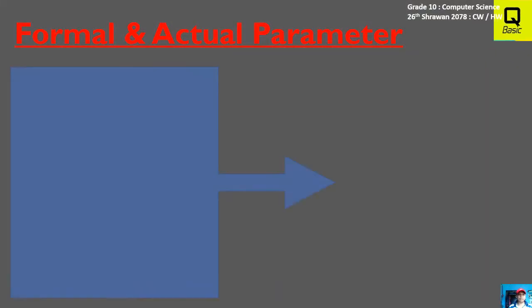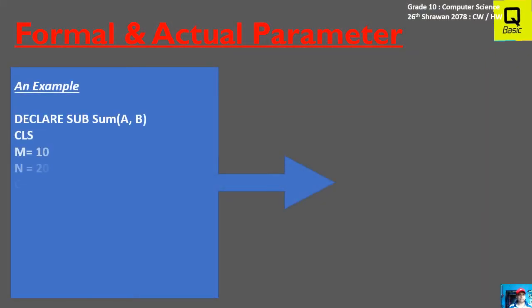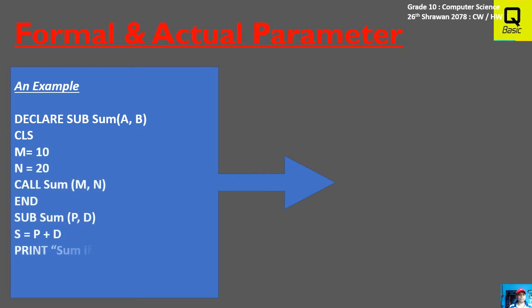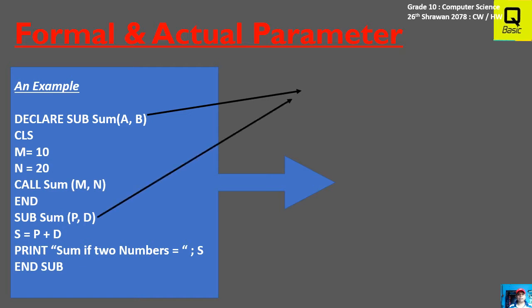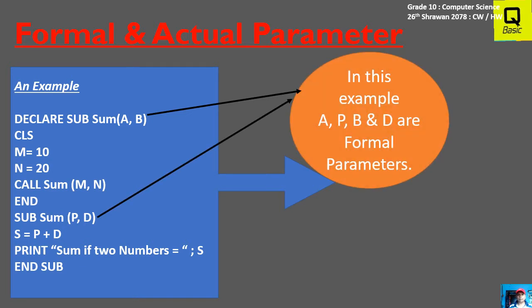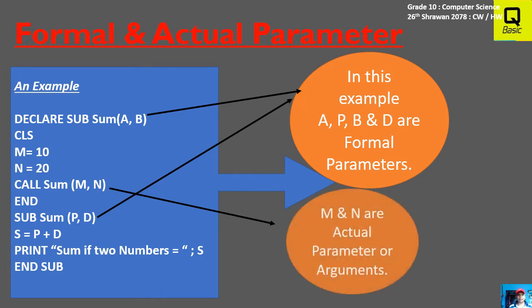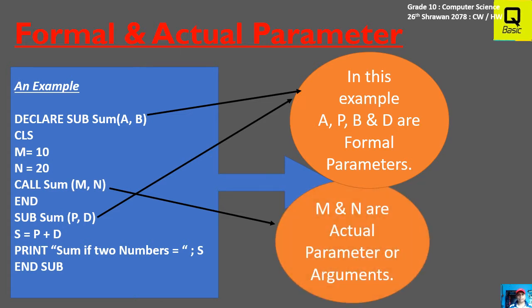formal and actual parameter. A few examples here. One example of the QBasic program is here. You can see, in this example, A, B, and PD are formal parameters, and this M and N are actual parameters or arguments.